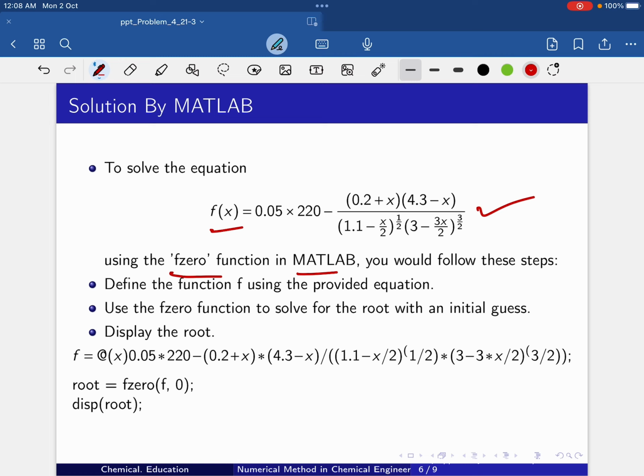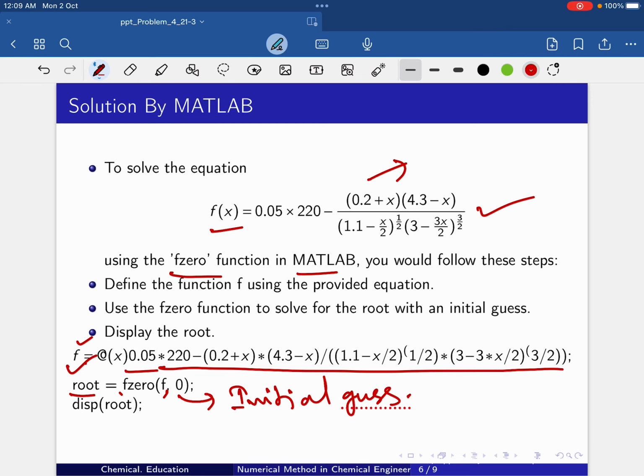Fzero means using MATLAB we will find the x value such that if we put that x value, the function becomes 0. So we can use that function fzero. For that, we have to write the function, so how do you write it in MATLAB? First declare the function: f is at the rate x, and this is the total equation we have to write in MATLAB. Then root is equal to fzero, calling the function and the initial guess, and then display root.